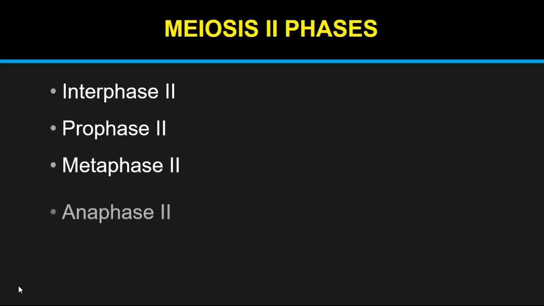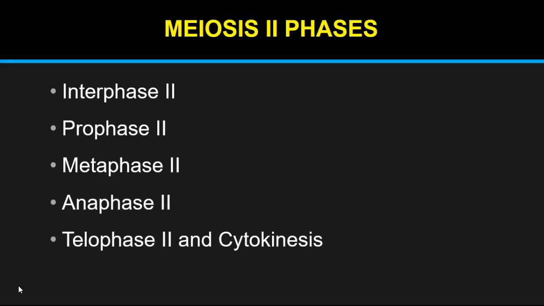Now let's take a look at meiosis 2. So we've gone through meiosis 1, the different phases, PMAT 1. Well, now that meiosis 1 is complete, now it moves into meiosis 2, and this is the second set of cell division in meiosis. So we've got PMAT 2. Don't worry about interphase 2. We just want to talk about PMAT 2. So we have prophase 2, metaphase 2, anaphase 2, and telophase 2, and cytokinesis.